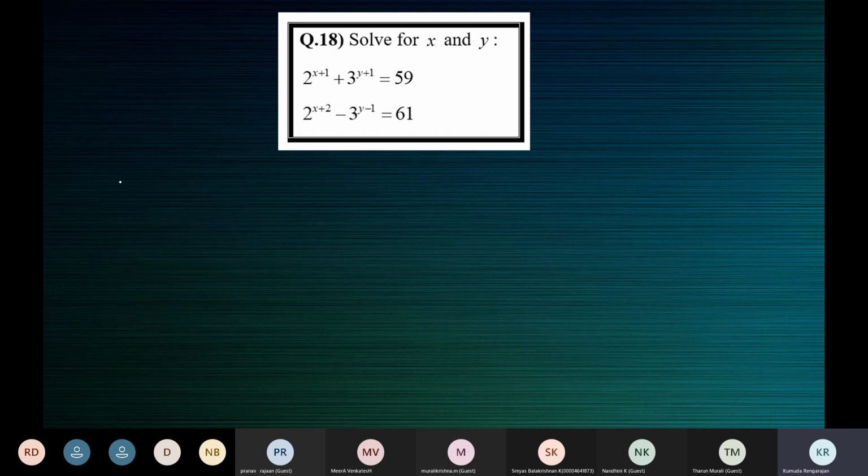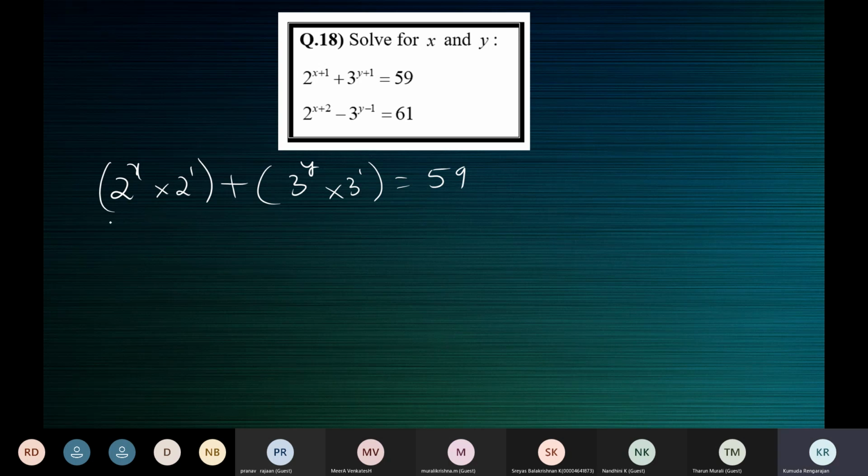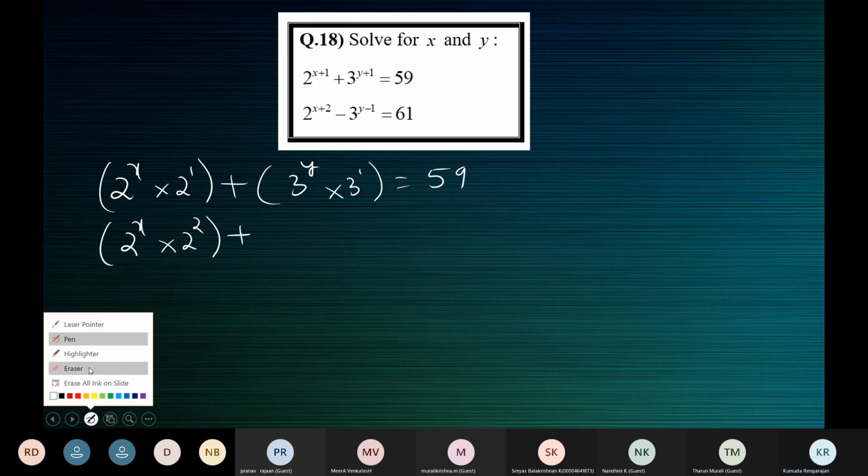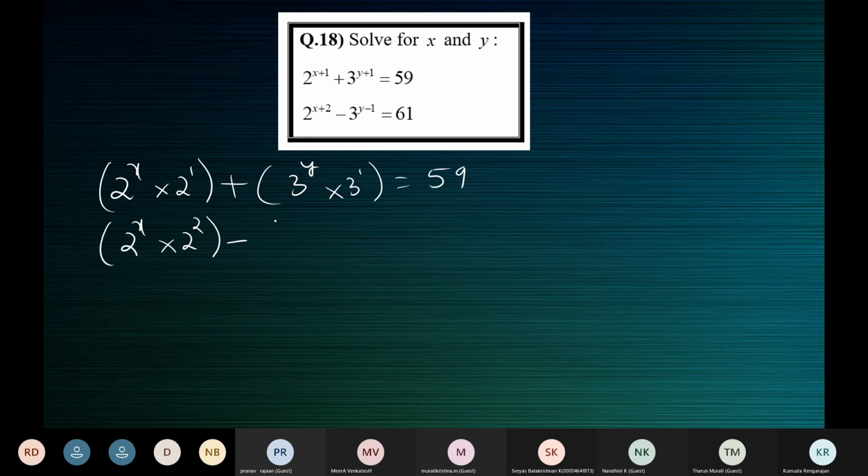So the first equation becomes 2 to the power x into 2 to the power 1 plus 3 to the power y into 3 to the power 1 is equal to 59. The second equation becomes 2 to the power x into 2 squared minus 3 to the power y into 3 to the power minus 1 is equal to 61.